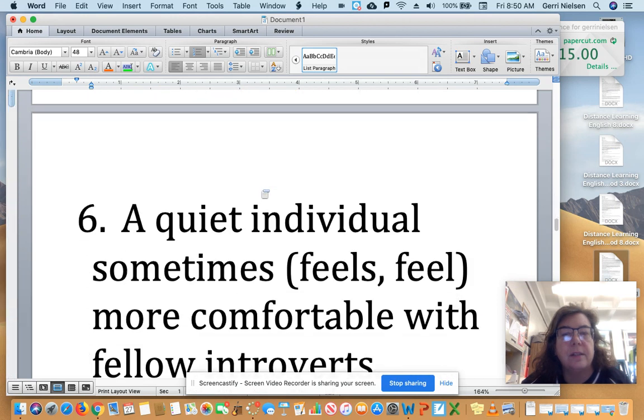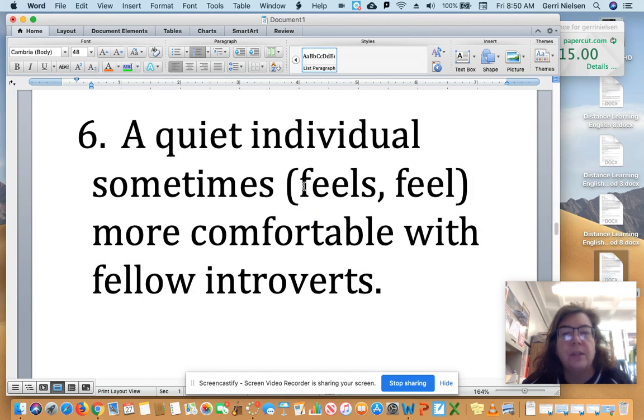Number 6, a quiet individual sometimes feels or feel more comfortable with fellow introverts. Feels or feel is your choice. So you got to decide who is it that feels or feel more comfortable with fellow introverts. It's a quiet individual sometimes. So where is the simple subject in there? Who is it that feels or feel? It is the individual. So individual feels or individual feel. You want individual as one singular subject, so you want the singular verb. You want feels, individual feels.